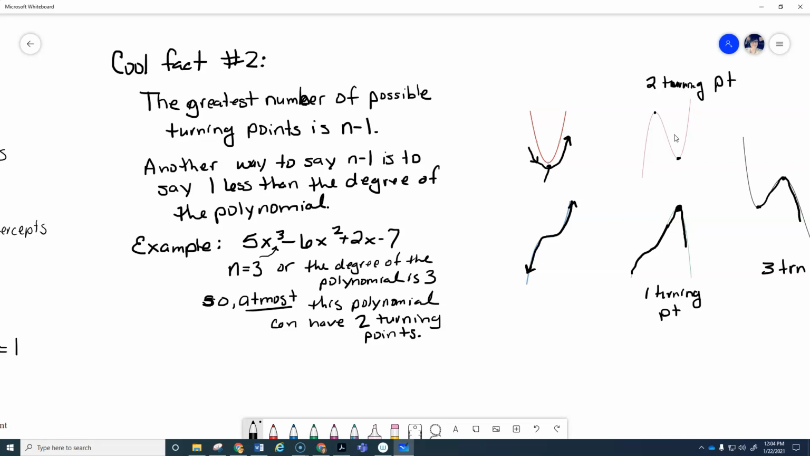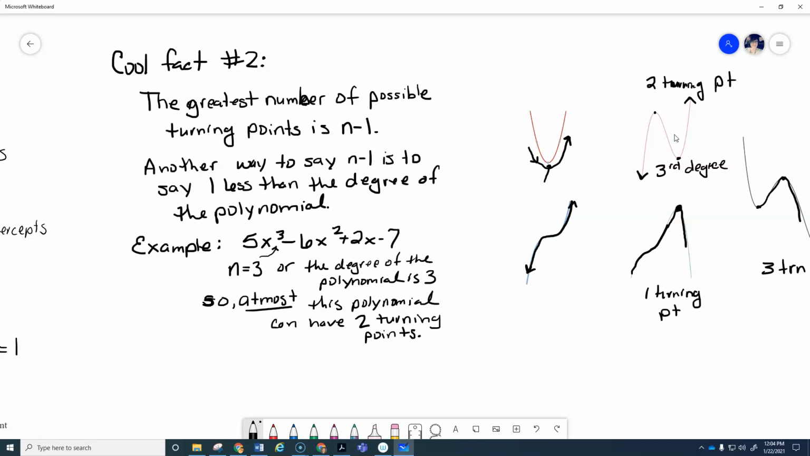So this one has to be at least a 3rd degree polynomial. Now, we know by looking at the end behavior, the fact that the end behavior is different, that this has to be an odd degree polynomial. So it has to be at least a 3rd degree polynomial, but it could be a 5th or a 7th or whatever.